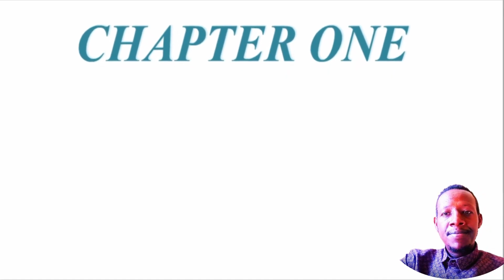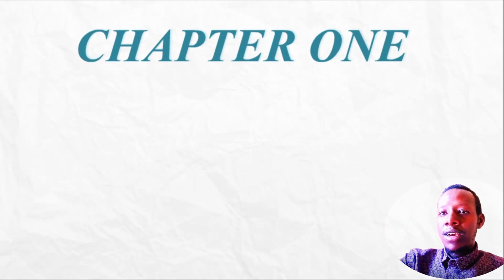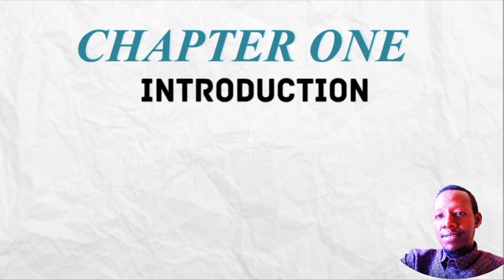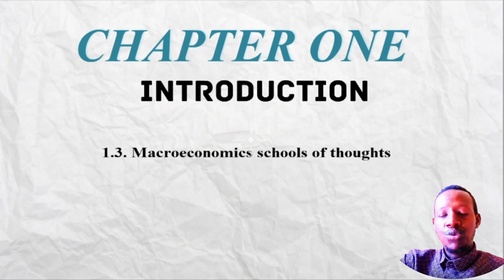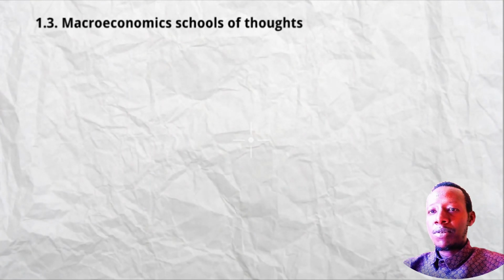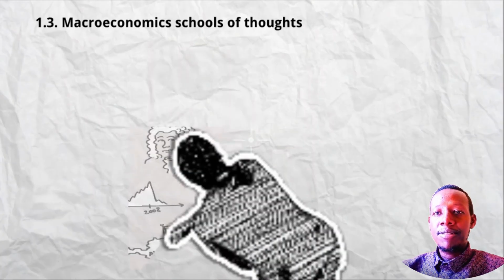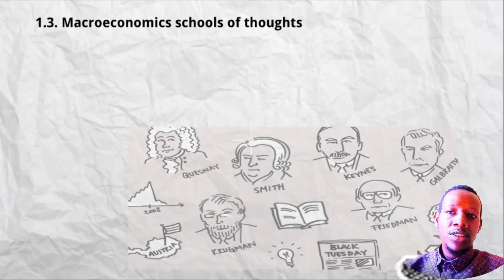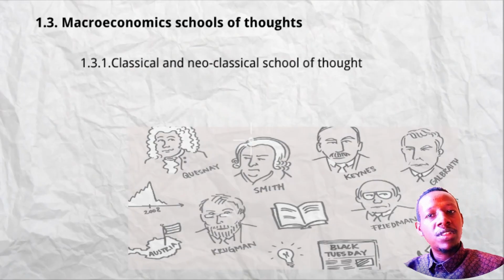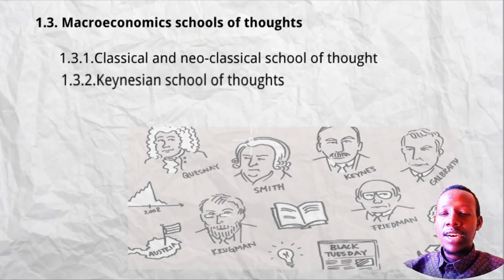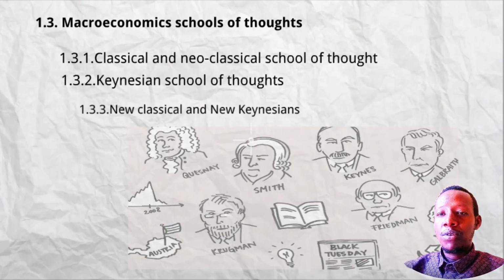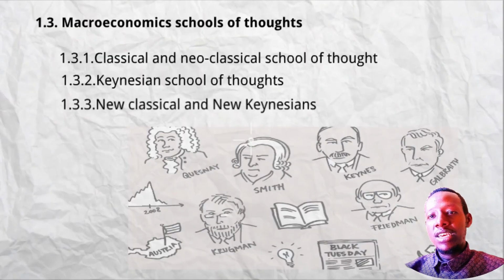Okay, welcome back. Today I'm going to explore the last section of the chapter, which is about macroeconomic schools of thought. Under this section, we'll explore three main subsections, basically the schools of thought in macroeconomics. The first will be the classical school of thought, then the Keynesian school of thought, and finally we'll explore the new Keynesians and the new classical school of thought and conclude the chapter. So let's start from the basic concept.